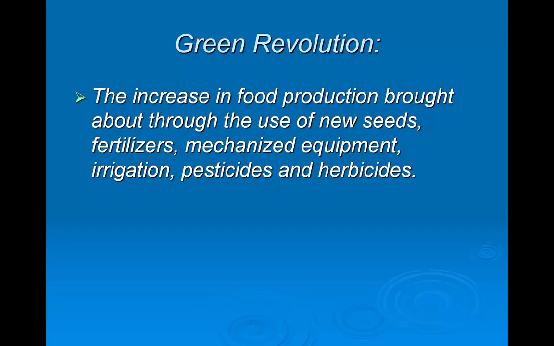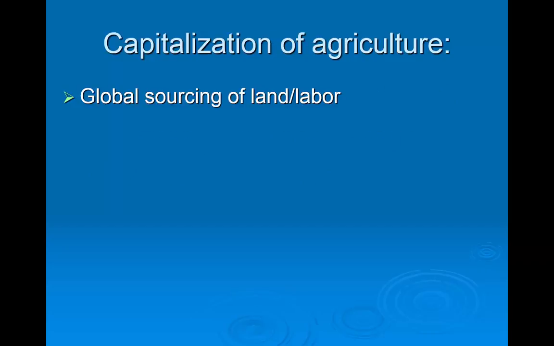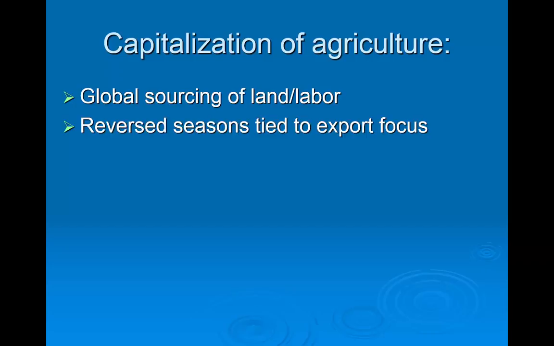Declines in the relative profitability of other sorts of investment has encouraged multinationals to move into corporate farming. They're able to find cheap land, cheap labor, good physical conditions. In fact, sometimes a big advantage of them being in the southern hemisphere because they have an opposite growing season. We've got investment. So we've seen them change. We've seen them pursue land and labor at the global level. Again, pursuing reverse seasons helps with the export focus.